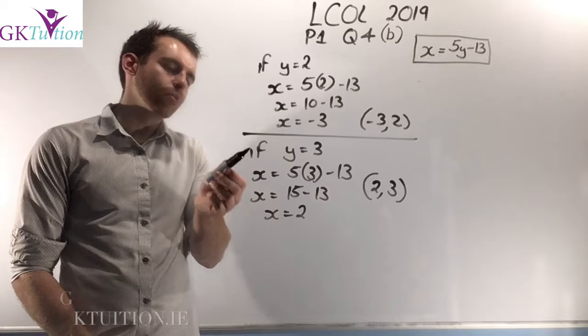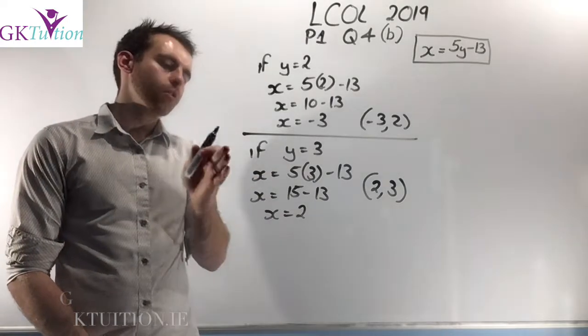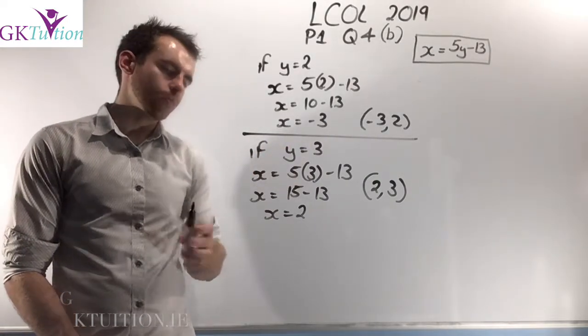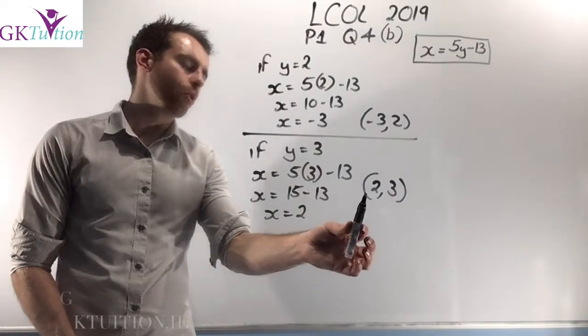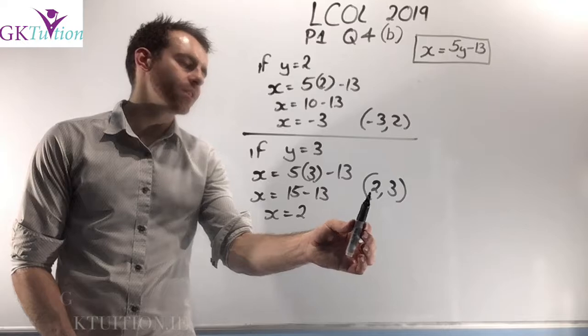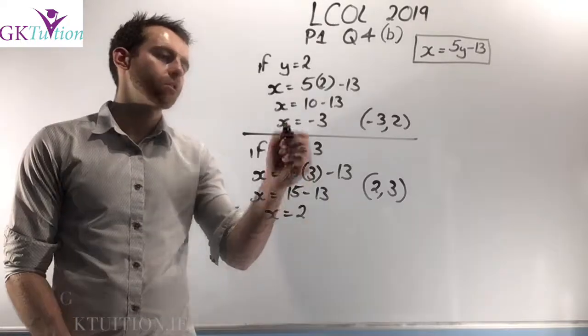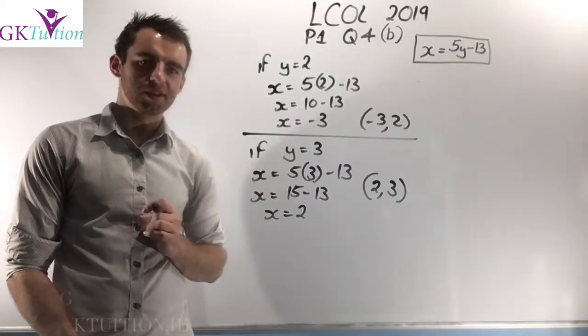And in similar vein, we sub in the other y value. The other y value we got was y equals 3. When we work this one out, x works out as 2. So that means my other point is when x equals 2, y is equal to 3. So there are your two answers in this case.